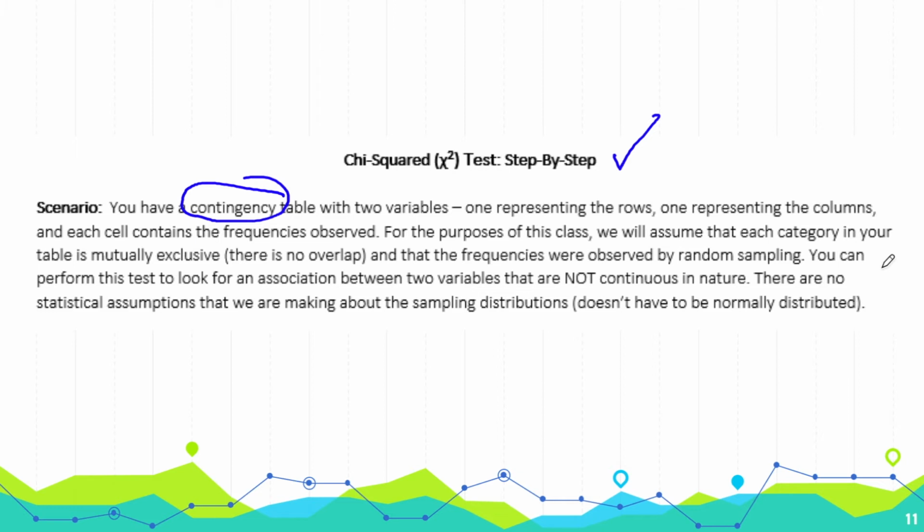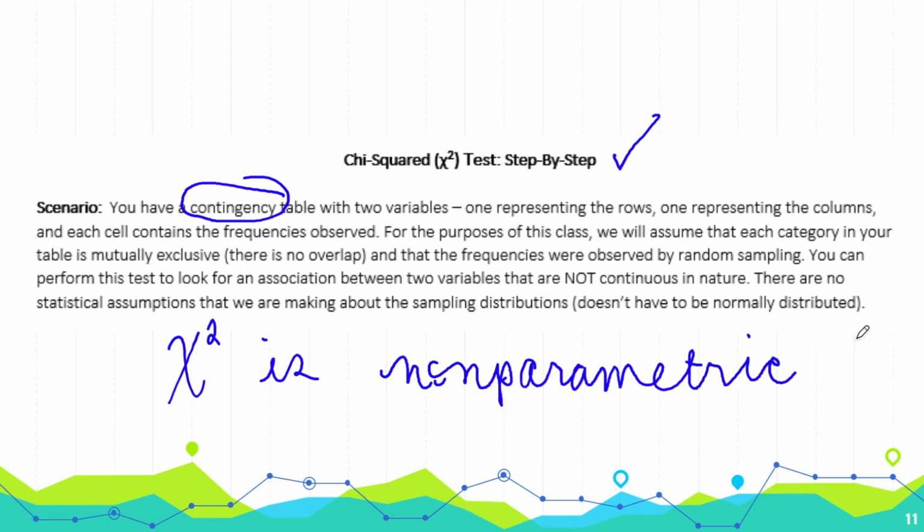You can perform this test to look for an association between 2 variables that are not continuous in nature. There are no statistical assumptions that we are making about the sampling distributions. It doesn't have to be normally distributed. Do you remember why? Exactly. Chi-squared is a non-parametric distribution, so we don't have to worry about distribution assumptions.